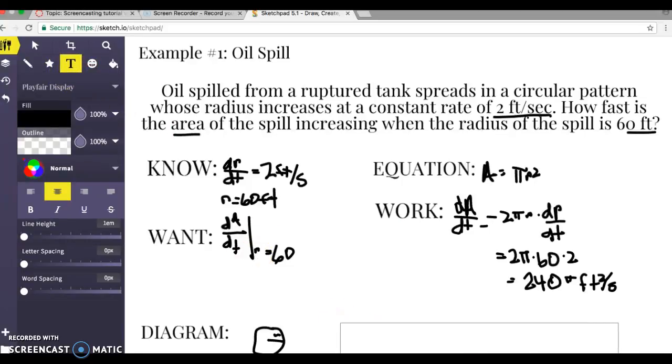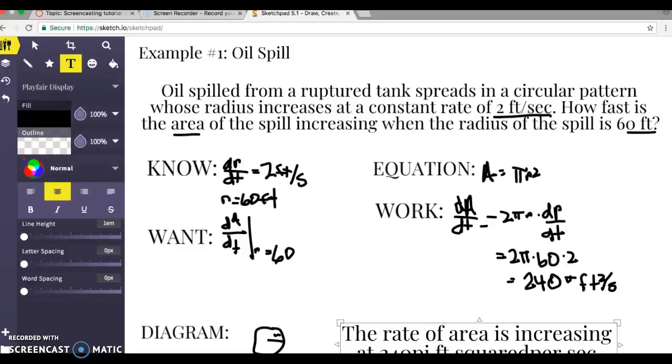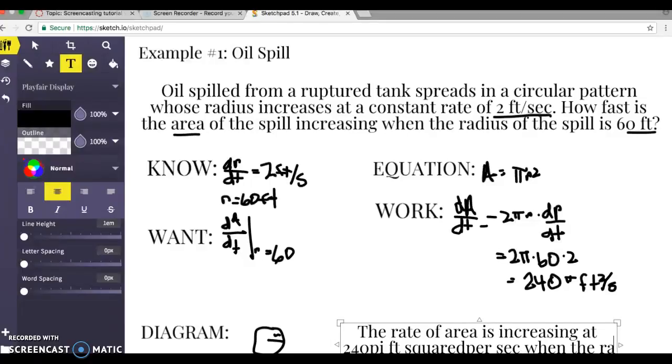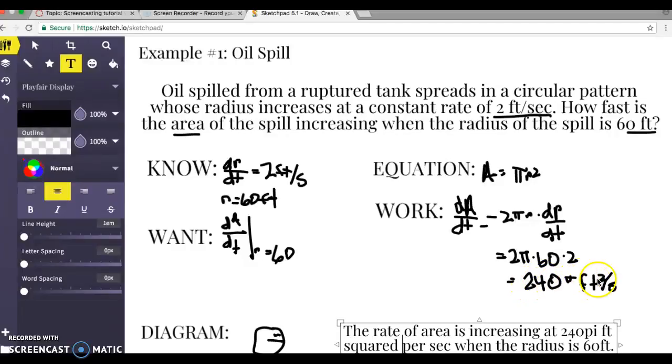So for this one, I could say the rate of area is increasing, because it's a positive number, at 240 pi feet squared per second. And then you need to put a condition for these types of problems. So when the radius is 60 feet. And they always put the condition in the question, so it's easy to find. All right, so that's the sentence, and the answer is 240 pi feet squared per second.